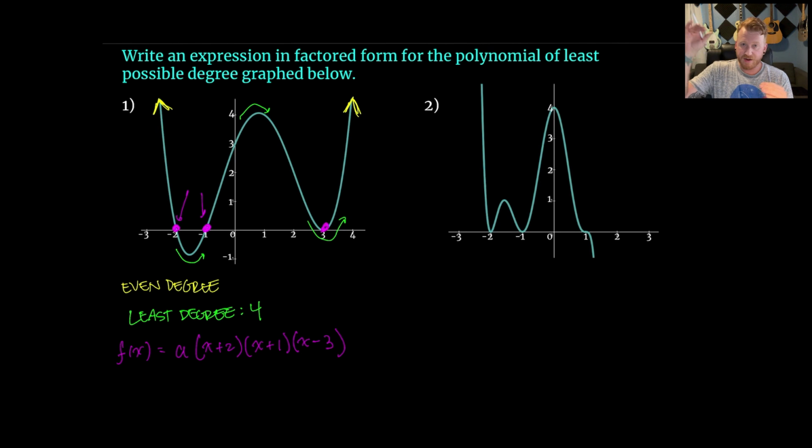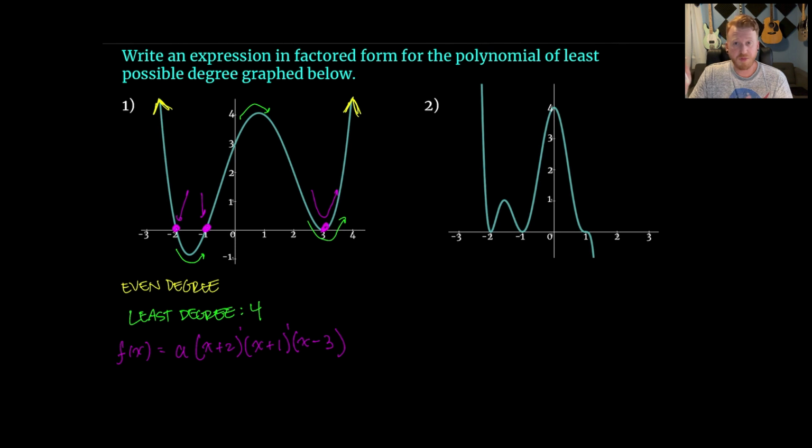It's not flattening out at all. So if it was flattening out, we might say a degree 3 or something like that. But since it's just passing through, we know that it's just powers of 1 on both x plus 2 and x plus 1. But at the root 3, it's bouncing, which means that it's got to be even.